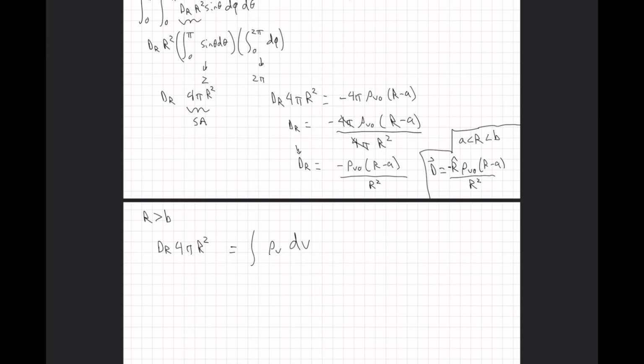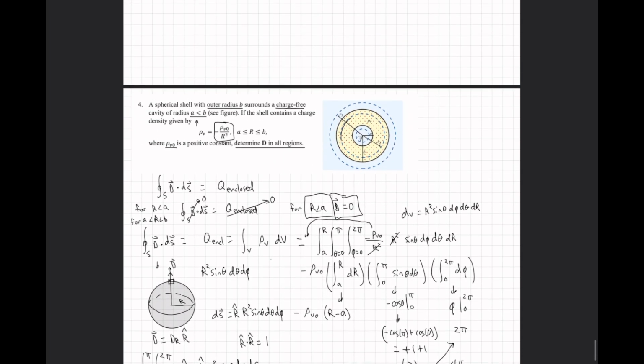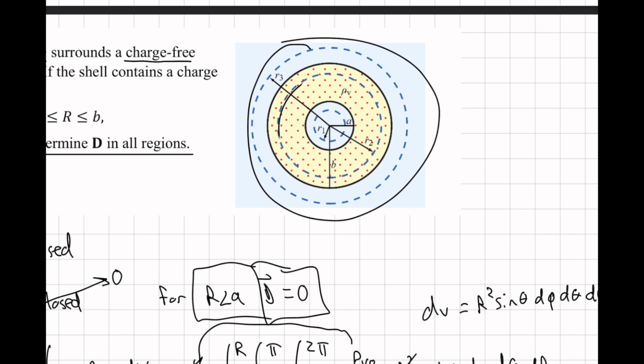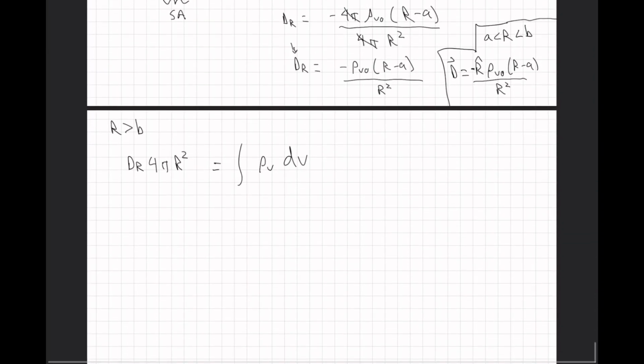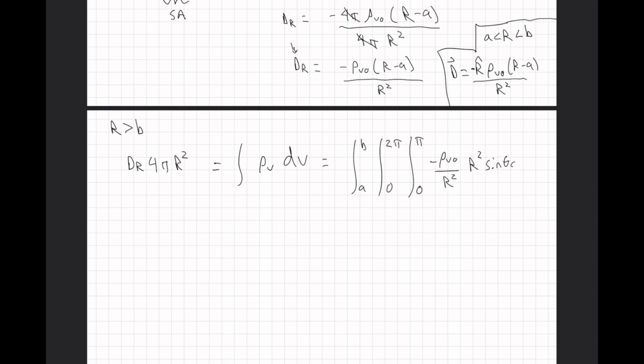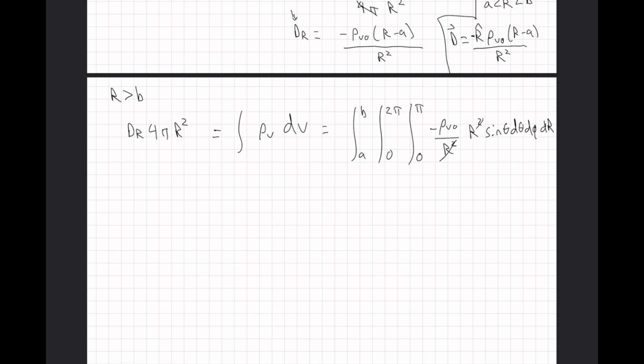But we're going to have different bounds here because we're talking about what charge gets enclosed. And once you go beyond b, the charge enclosed doesn't get bigger. The charge enclosed is only from this region. So you can stop at b. So this is going to be equal to the integral a to b times the integral 0 to 2 pi times the integral 0 to pi of negative rho v naught over r squared times r squared sine theta d theta d phi dr. So these r's cancel.